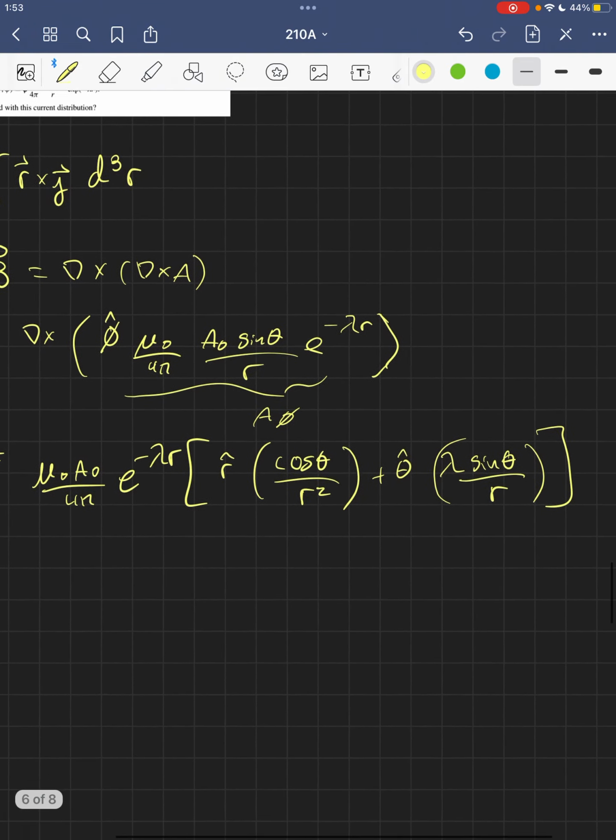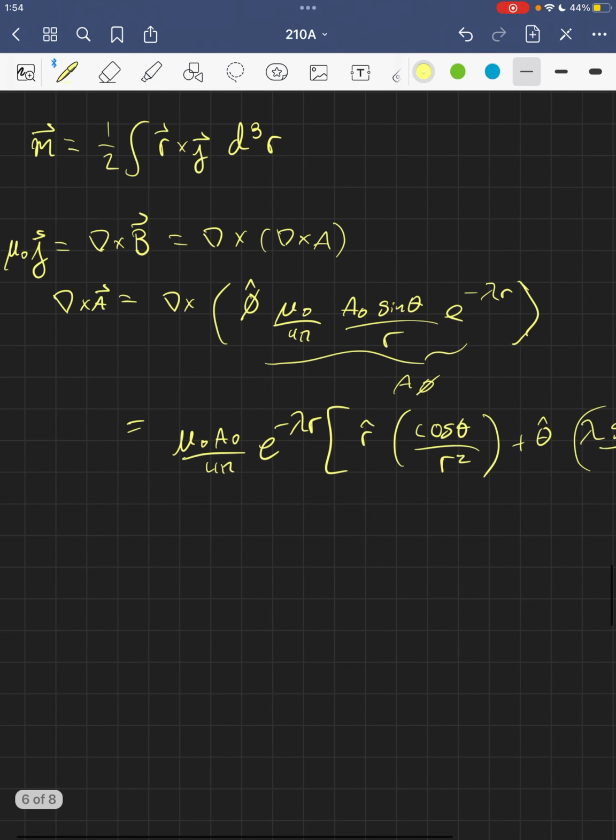All right, so that's the first curl. Now we need to take the curl of this. So J is going to be 1 over mu naught nabla cross B, right? So this was B.